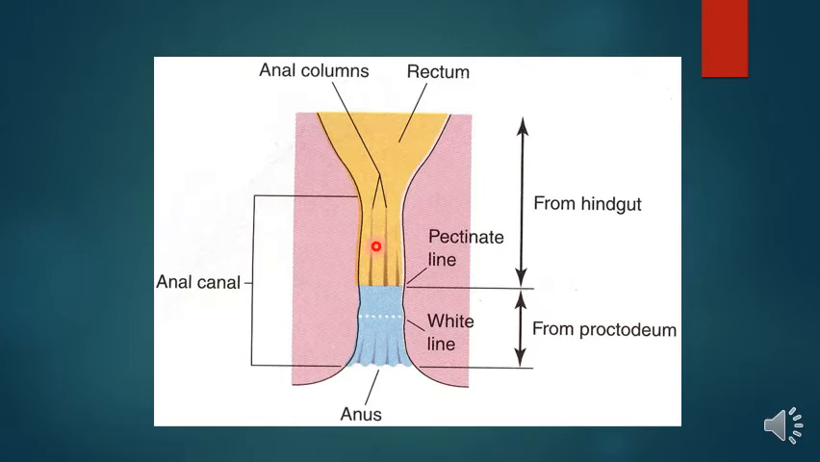In this image, this is the pectinate line, right? So this portion is the anal canal and this upper part is the rectum. So the rectum and the upper portion of the anal canal are derived from the endodermal cloaca, whereas the lower portion of the anal canal is derived from the ectodermal proctodium. So from the proctodium and from the hindgut. That means the anal canal is derived from two parts, the hindgut as well as the proctodium.